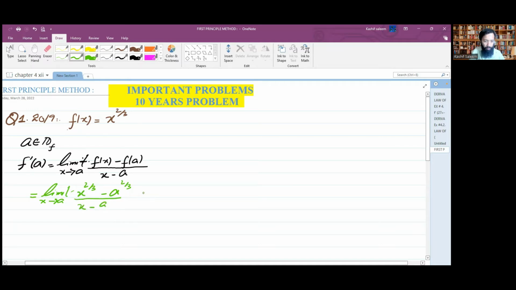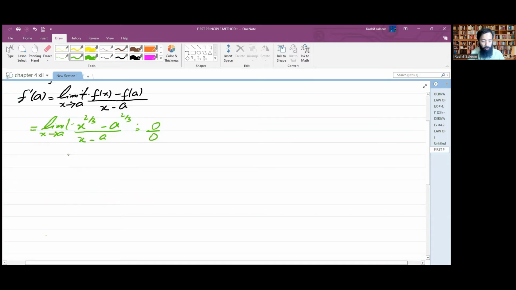If you apply the limit here, then you will get 0 upon 0, which is indeterminate. So we need to do this so that 0 upon 0 does not appear in this question. How can you do this? Let's write x to the power 2 upon 3 like this: x to the power 1 upon 3 whole square minus a to the power 1 upon 3 whole square, divided by x minus a. We will write x minus a like this: x to the power 1 upon 3 whole cube minus a to the power 1 upon 3 whole cube.